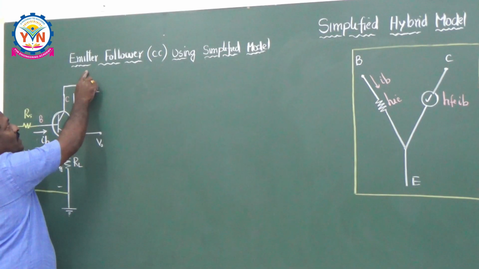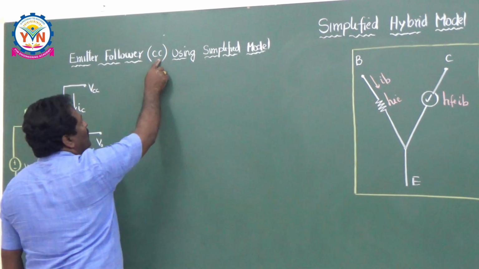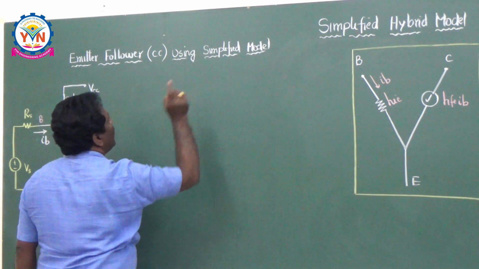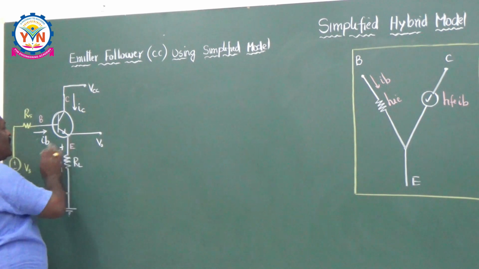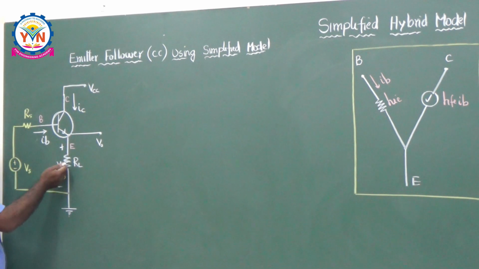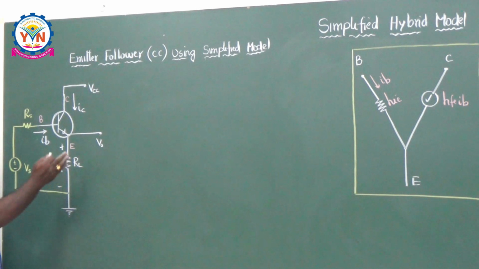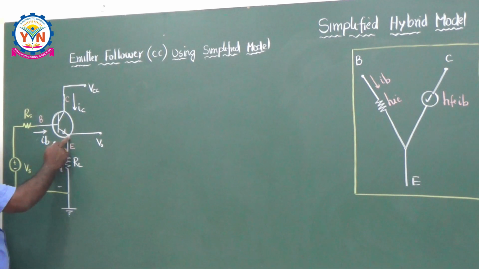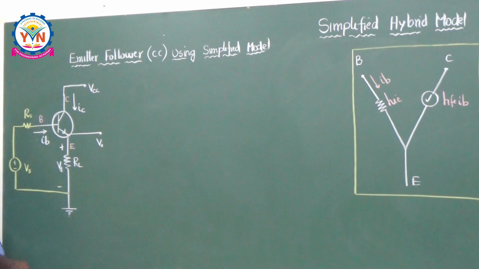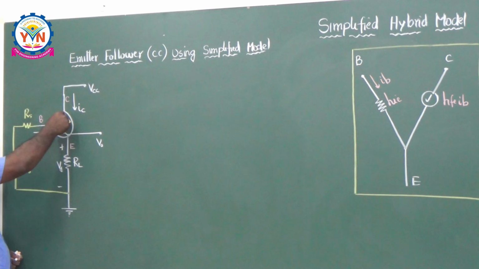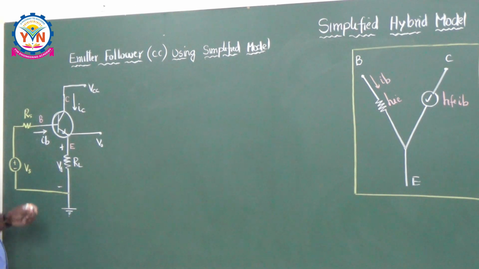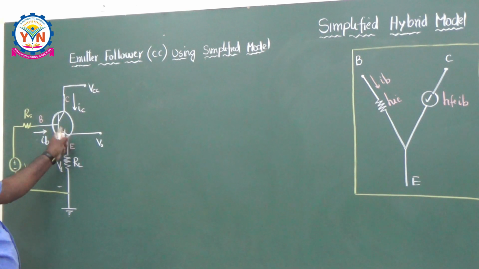Let us do the analysis of this emitter follower, common collector configuration, using the simplified hybrid model. If you take this circuit, immediately you can understand it is a common collector configuration because you are taking the output at the emitter. If you take the output at the emitter, it is common collector configuration. If you take the output at the collector, it is common emitter configuration. If you want to do the analysis, this transistor should be replaced with your simplified hybrid model. So, first of all, try to convert this circuit into the hybrid model.